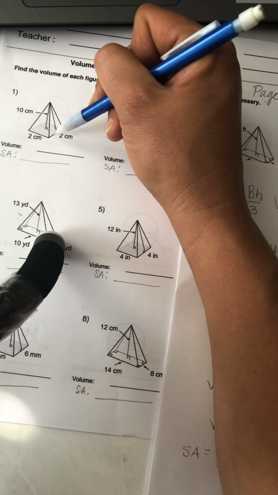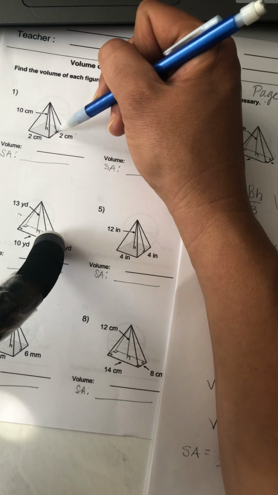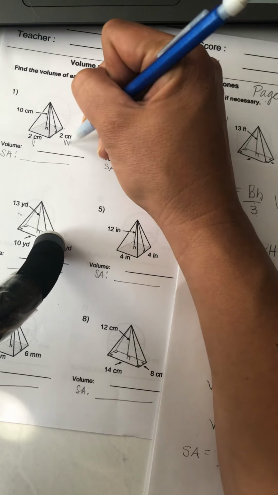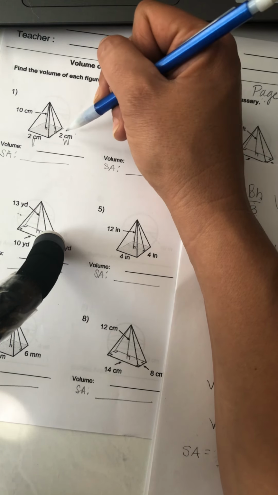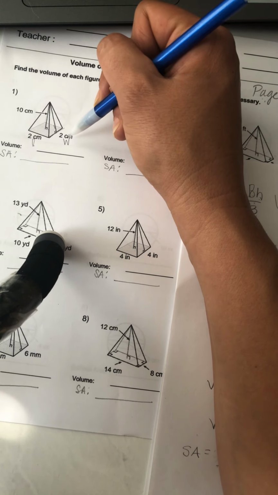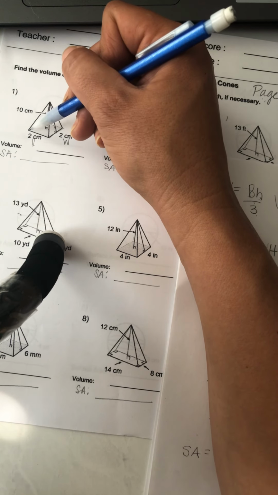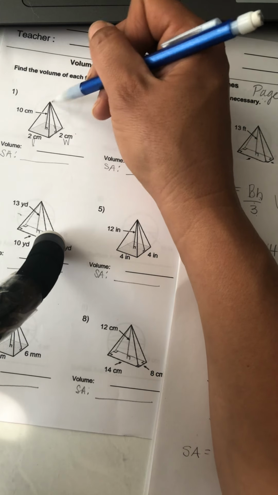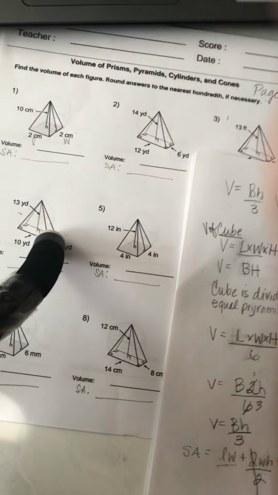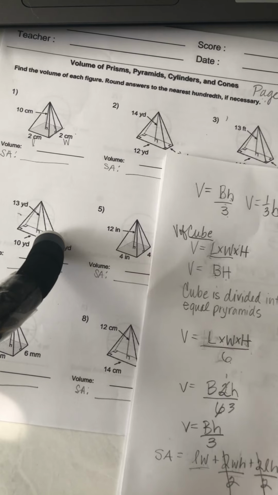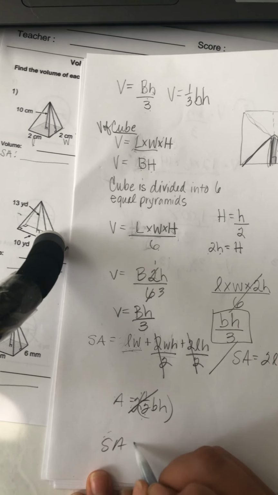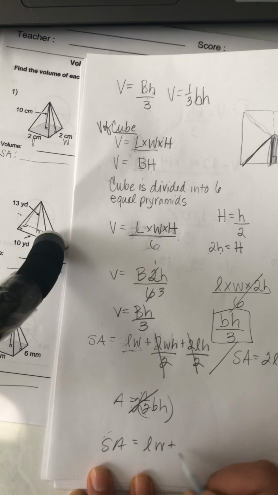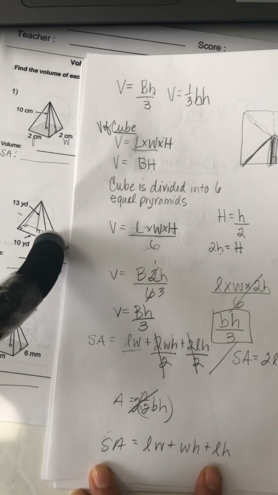So if you look at a triangular pyramid here, you've got this base and this is the height. So if this is the length and this is the width, it would be 2 times 1/2 width times height, which is really just width times height, and then 2 times 1/2 length times height, which is just length times height. So the formula for finding the surface area of a pyramid is length times width plus width times height plus length times height, right?